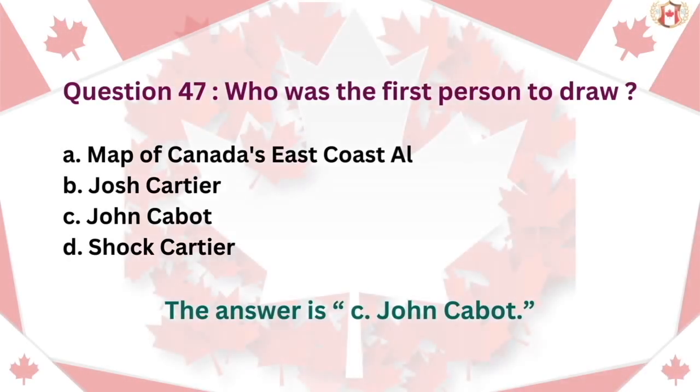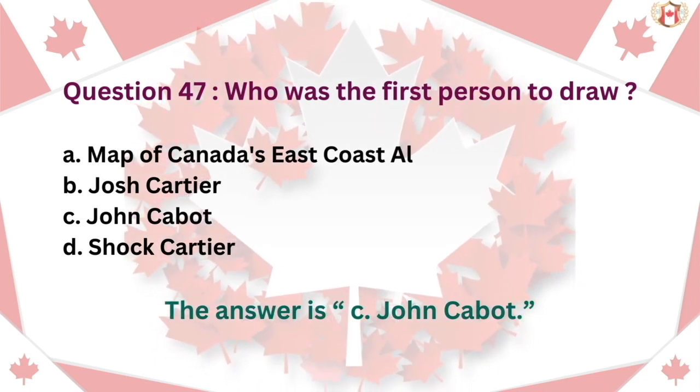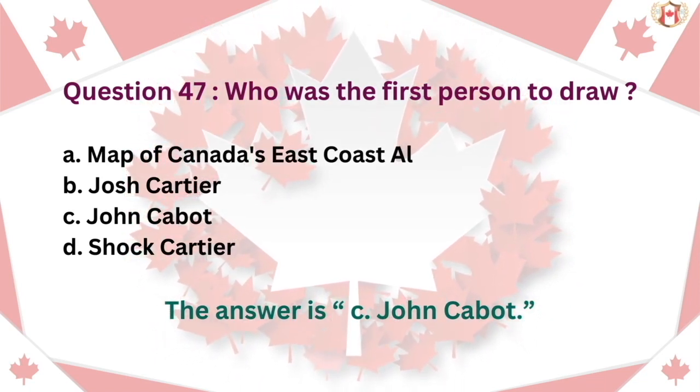Question 47. Who was the first person to draw a map of Canada's East Coast? A. Al Josh Cartier. B. Josh Cartier. C. John Cabot. D. Jacques Cartier. The answer is C. John Cabot.